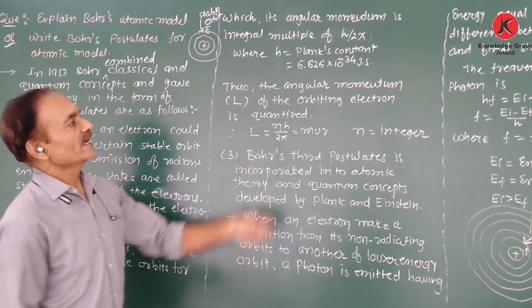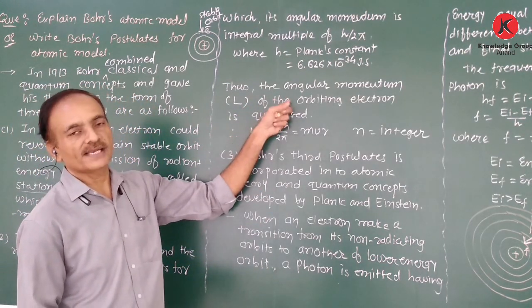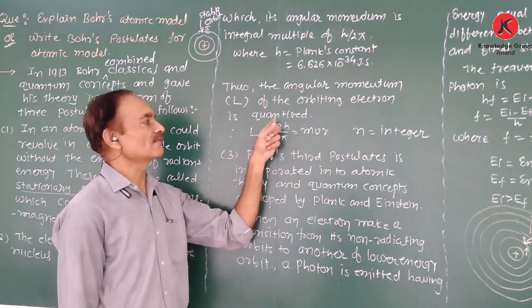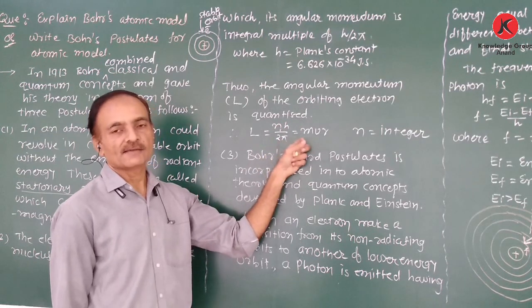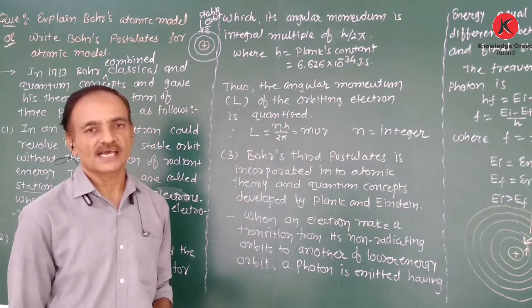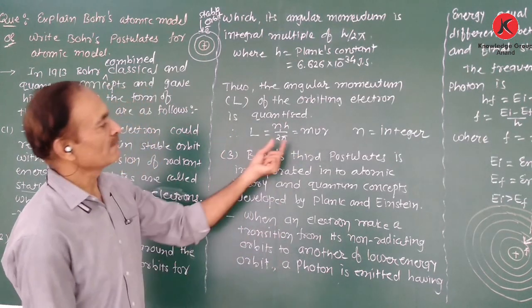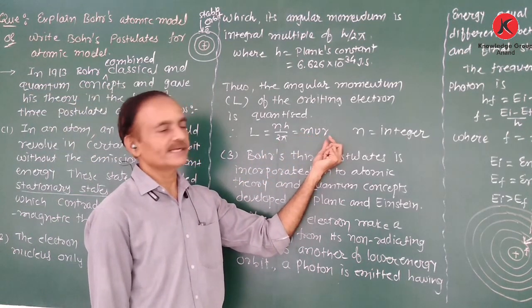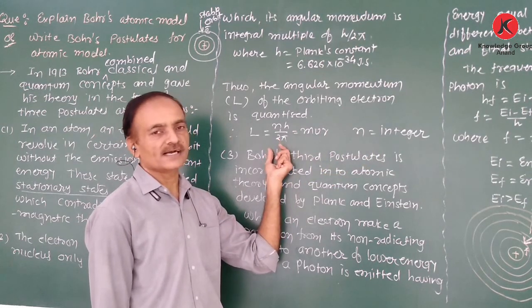Thus the angular momentum L of the electron is quantized, and therefore angular momentum L is equal to nh upon 2 pi, where the angular momentum is mvr. m is the mass of the electron, v is the orbital speed, and r is the orbital radius. Here n is an integer value.